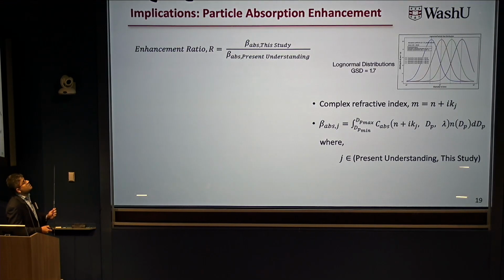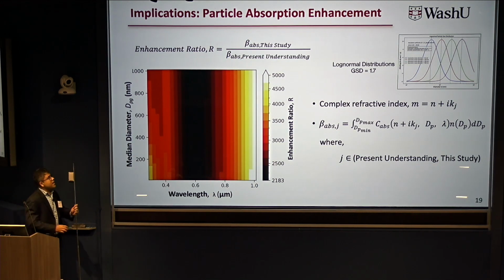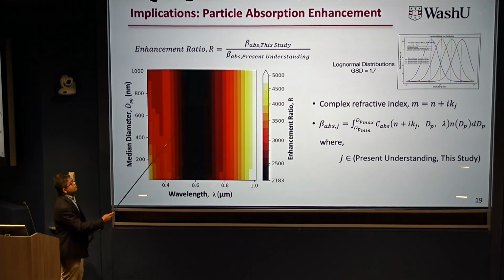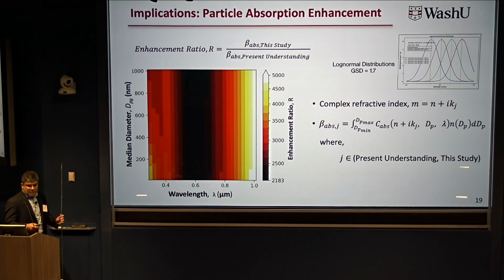Then on the particle scale, we wanted to see the implications. So with our present understanding of John's and this study, what it shows is that on the particle scale for different size distributions, depending on the wavelength and the size, median diameter, you can see almost a 3-order magnitude enhancement in absorption cross sections. I should say coefficients.